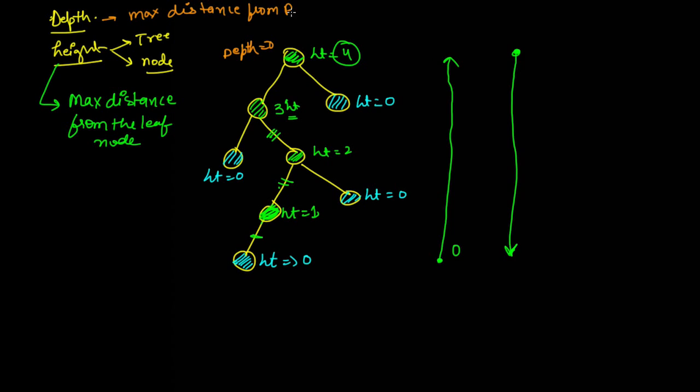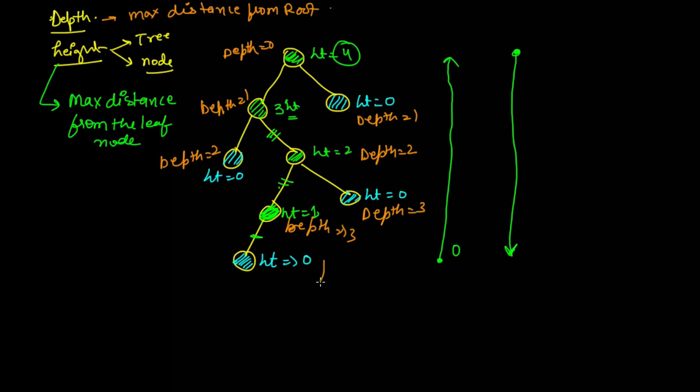Here the depth of this node is 1, the depth of this is 1, the depth of this node is 2, the depth of this node is 2, the depth of this node is 3, the depth of this node is 3, and the depth of this node is 4. Okay, so this is the difference between the height and the depth of a tree.